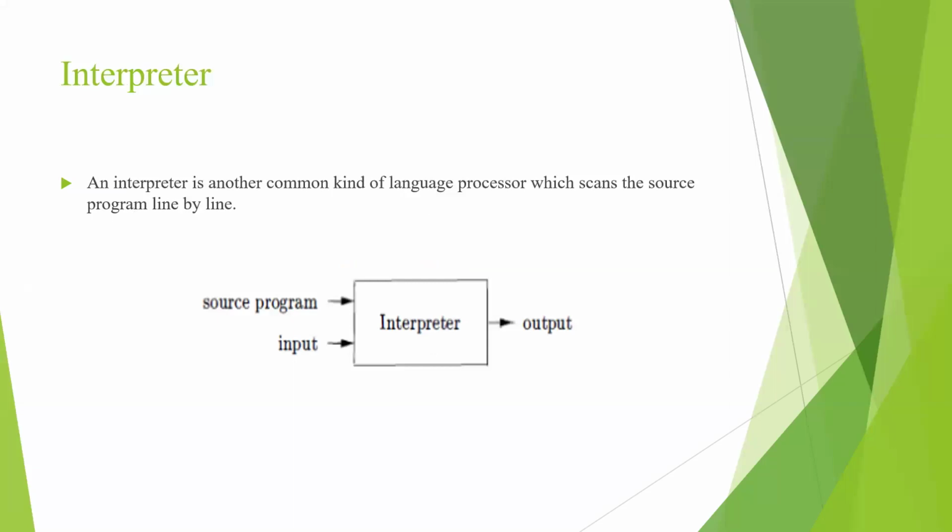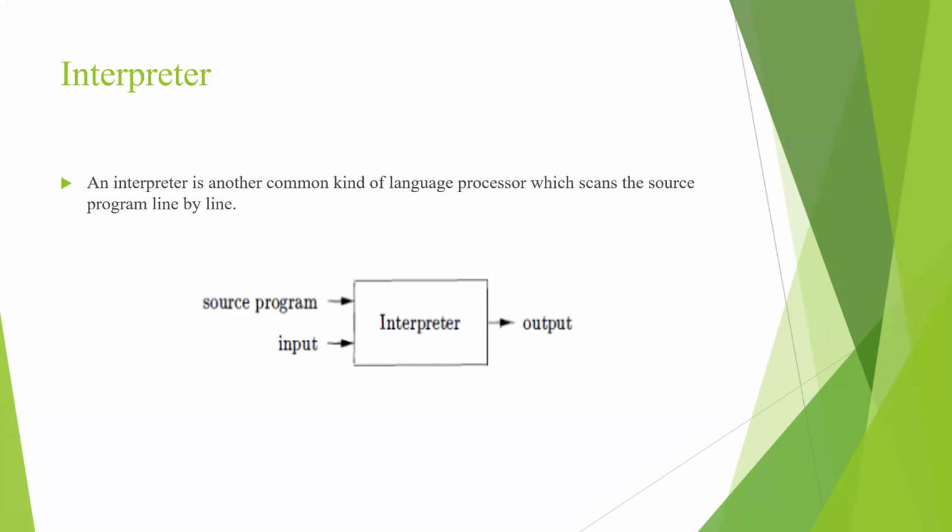Based on this, what is an interpreter? Basically, an interpreter is another common kind of language processor which scans the source program line by line. Instead of producing a target program as a translation, an interpreter appears to directly execute the operations specified in the source program on the inputs that will be supplied by the user, which is shown in the figure.